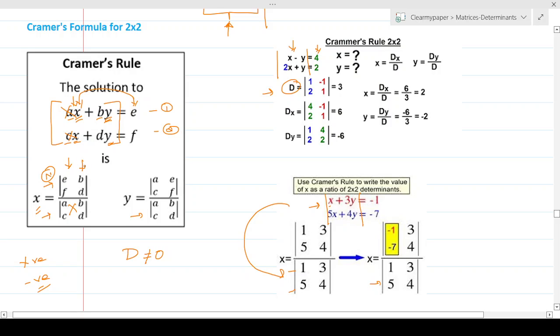Okay, so let me do it again on the y side. For finding y, we are going to find dy over d, and both are determinants. We know what the denominator is from a determinant standpoint, and we're trying to find the value of the numerator. And for that, what we will do is take this coefficient matrix, and since I'm finding the value of y, whatever is the coefficient of y, I'm going to ignore that, and I'm going to replace it by the constant matrix, which is e and f.